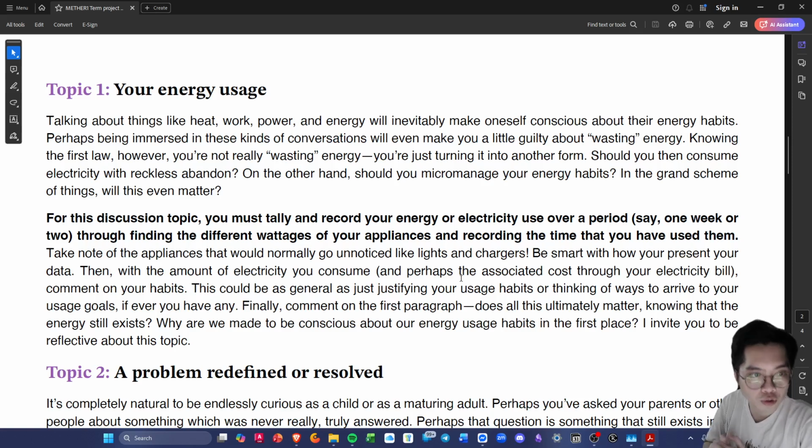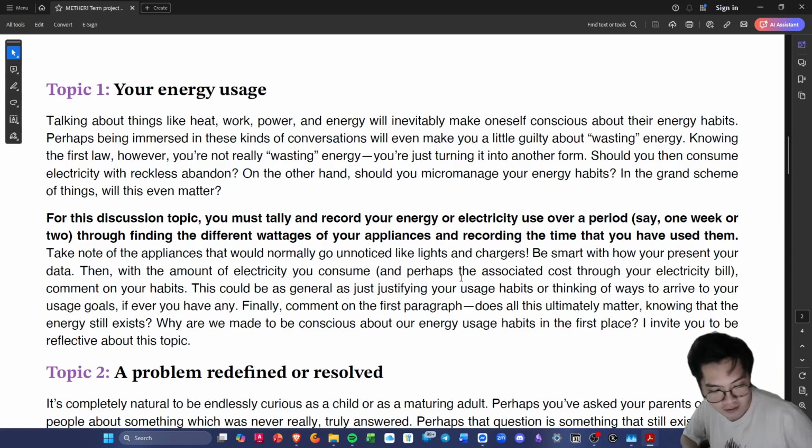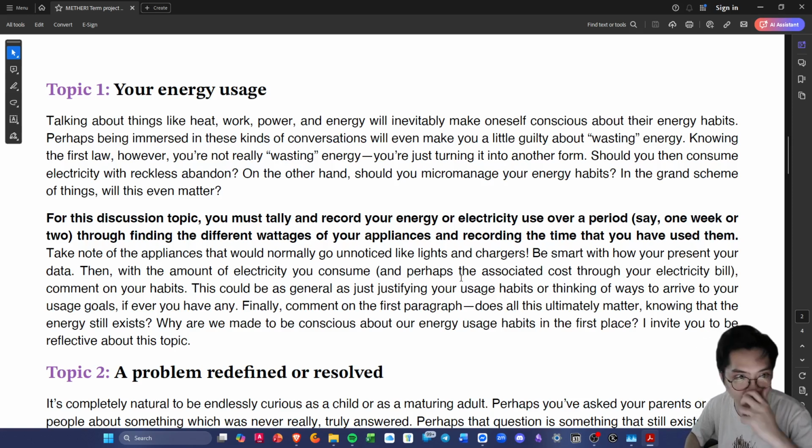And what you will do, right, is you will record your energy and electricity usage over a period through the different wattages of your appliances. Of course, say for example, the electric fan here has a certain wattage, my monitor here has a certain wattage, the CPU has a certain wattage, even your chargers have a certain wattage, and you record the time that you have used them, right? This is going to be very tedious, but at the very least, you gain some sense of awareness, right? That's very important. I believe that is right.